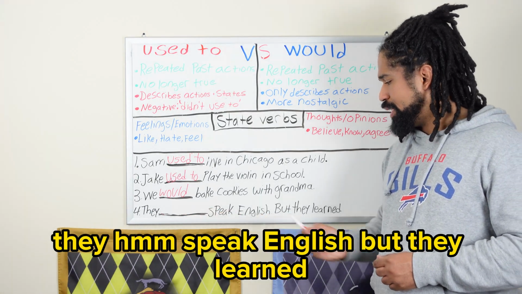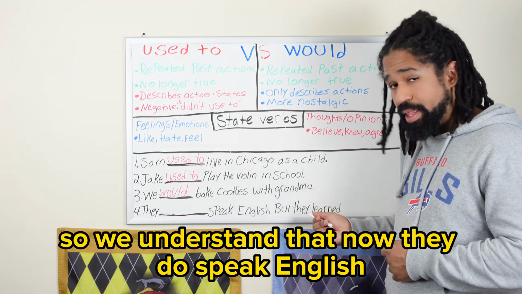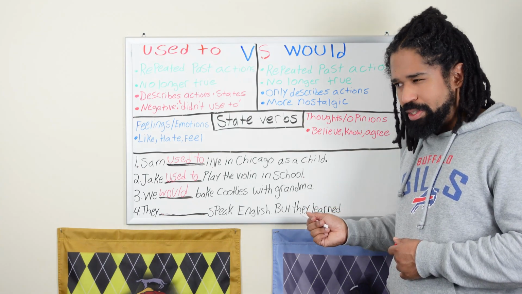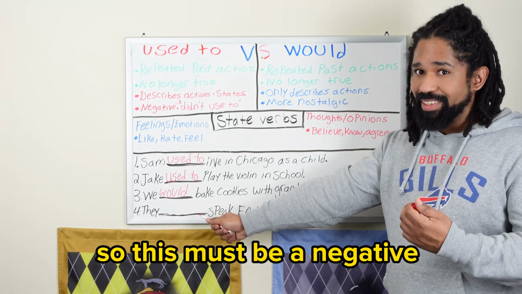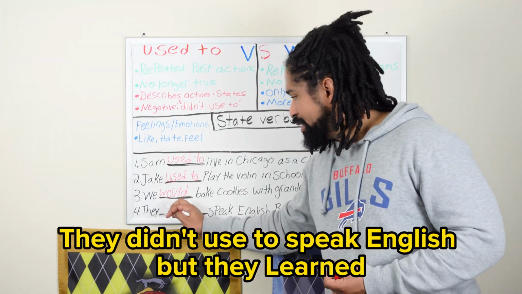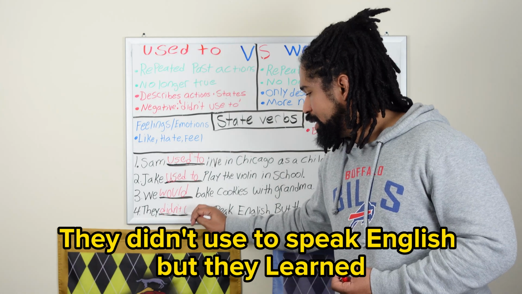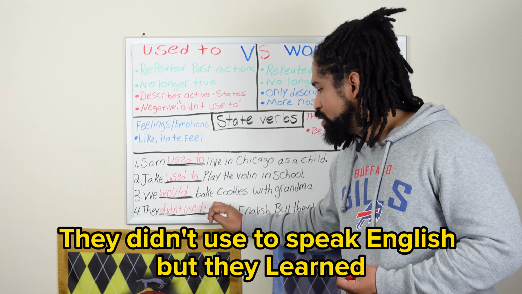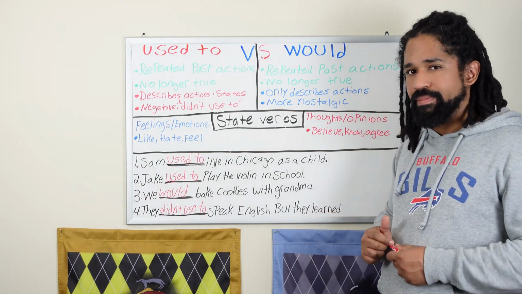They speak English, but they learned. So we understand that now they do speak English. So that means in the past they didn't. So this must be a negative. They didn't used to speak English, but they learned.